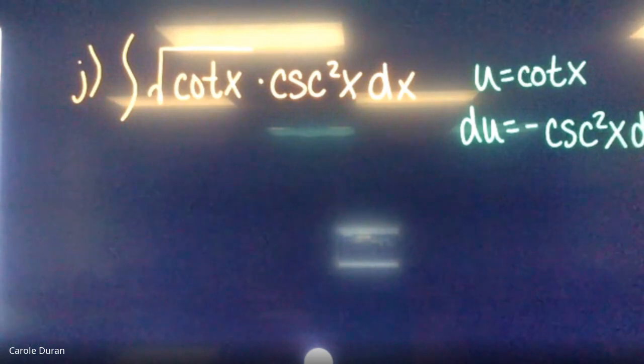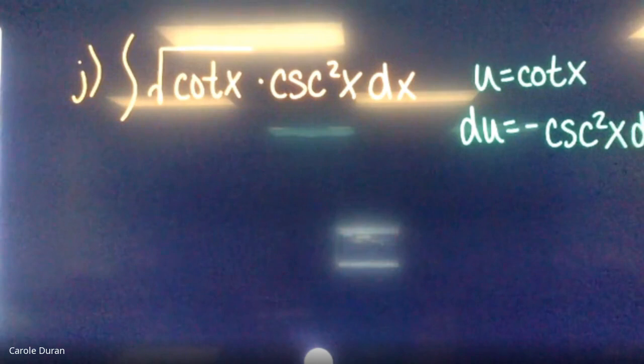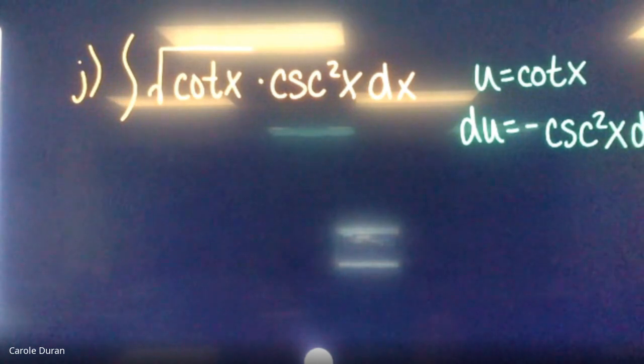So then what can I do here? Do I have a negative cosecant squared dx? Yeah, well, you have a positive. I have a positive, which means I have to make it negative. So would you put a negative outside? I will put a negative outside, which will put a negative inside.